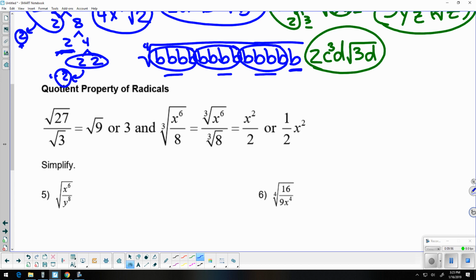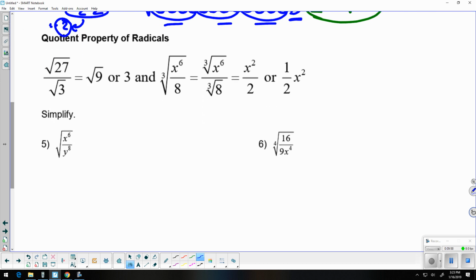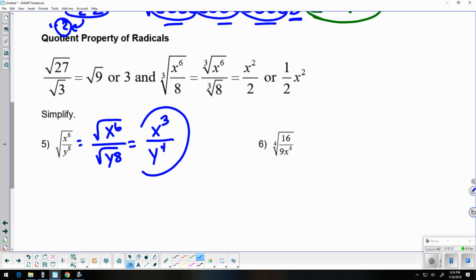So for number 5, we're taking the square root of x to the 6, which is over y to the 8th. So what you're doing is you're taking the square root basically of each term. You have the square root of each one individually. So the square root of x to the 6, that's x cubed. Square root of y to the 8th, that's y to the 4th. Bingo, we're done. Okay, it's that easy, that simple.